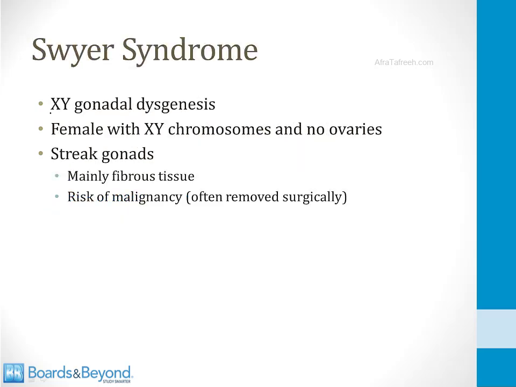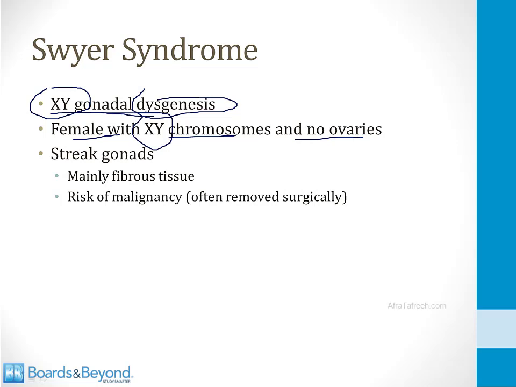Swyer syndrome is also called XY gonadal dysgenesis. This is when an XY chromosomal male is born, but the gonads do not develop. That's why it's called dysgenesis. This will be a female baby with XY chromosomes and no ovaries. Remember, the gonads do not develop, so there are no testes or ovaries, but chromosomally, the individual is a male with an X and a Y chromosome.